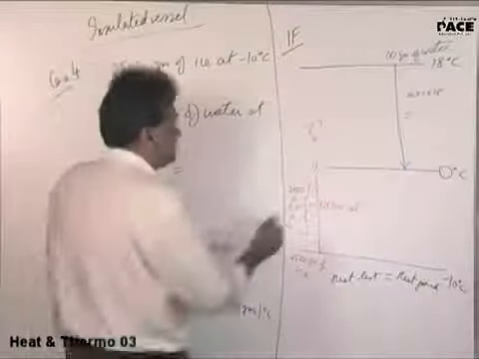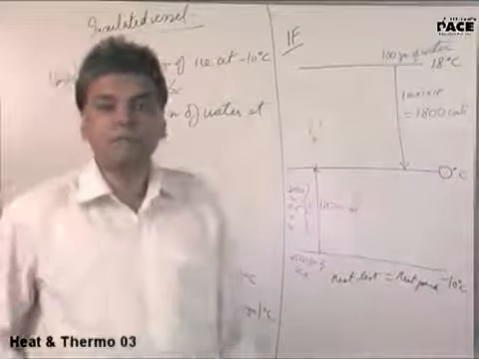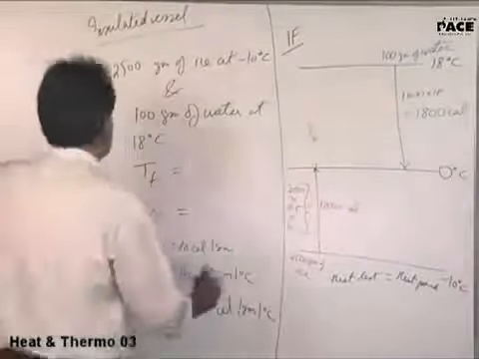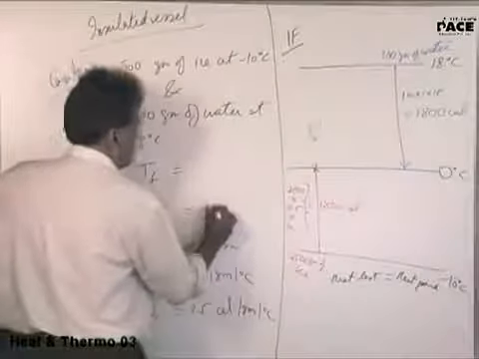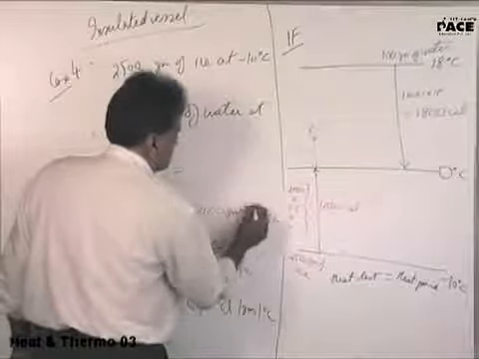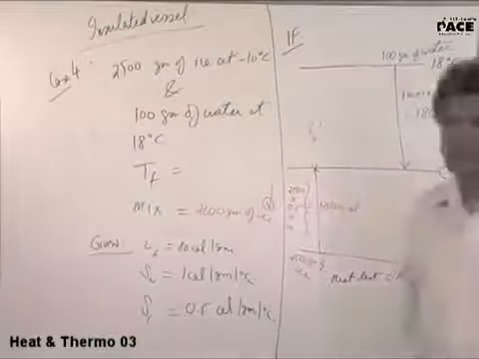So make the diagram again. Can you give me the final answer? Yeah, it will be all ice, that's right. So let me write that. 2600 gram of ice. At what temperature is what you have to find out? Minus 2.25.